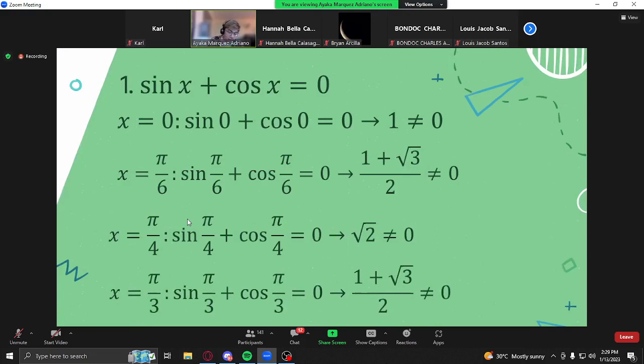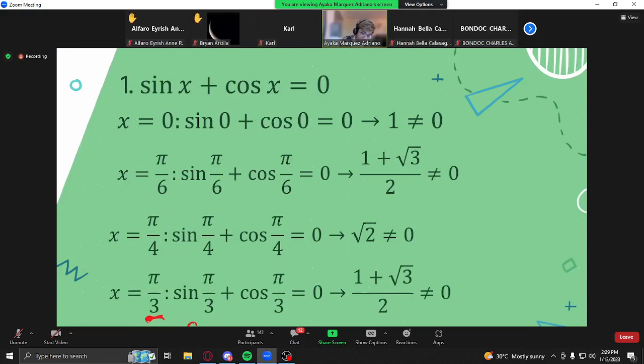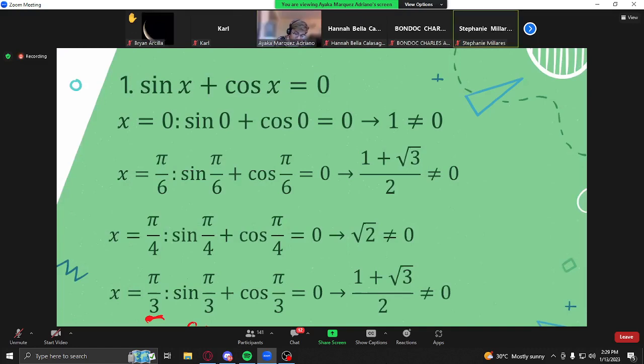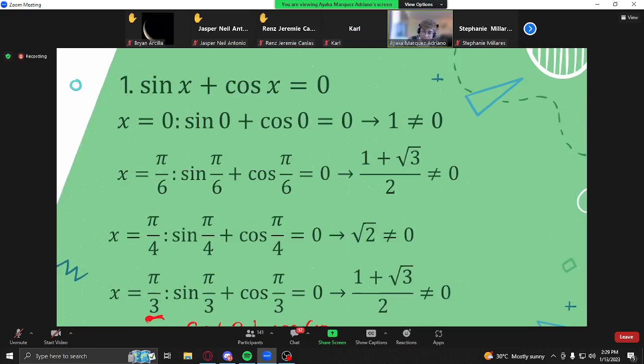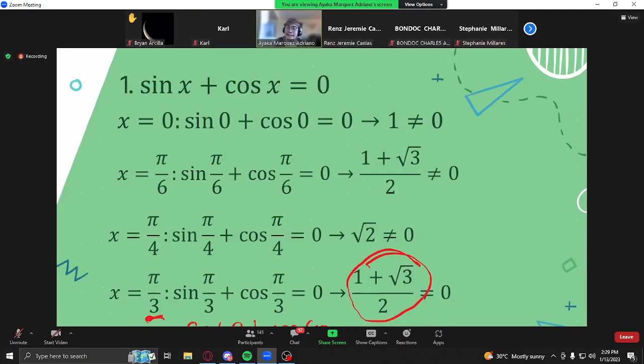60-degree angle or pi over 3. Can you press sine 60 plus cosine 60? What is the answer? Yung nagre-reflect sa calculator ninyo. Yes, Jeremy? 1 plus square root of 3 over 2 po. So again, wala pa rin sa mga hinahanap natin na special angles yung tamang sagot.